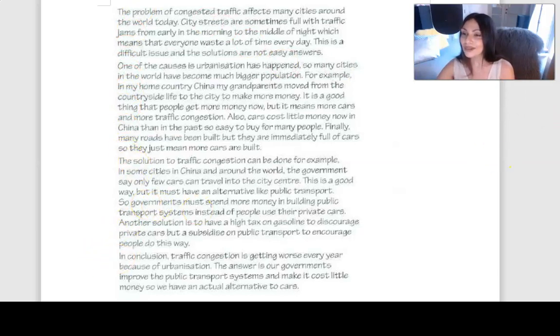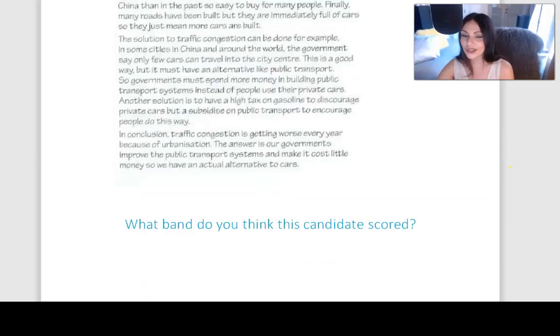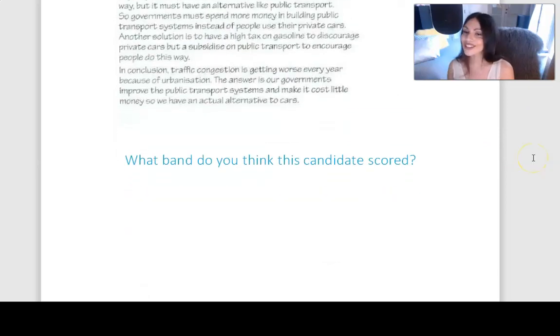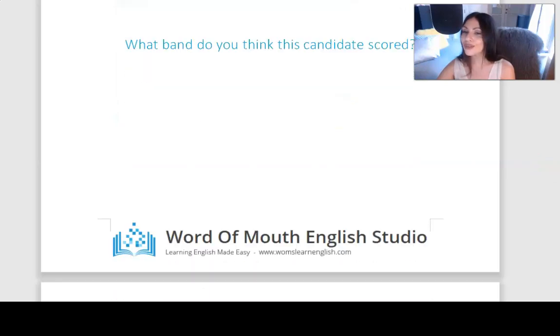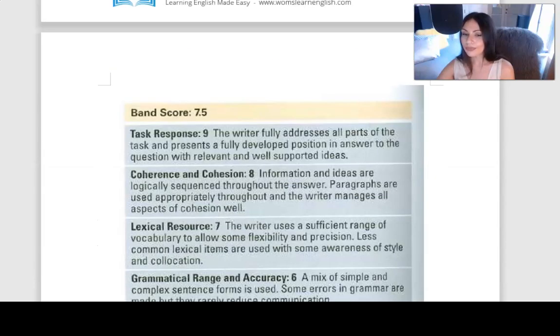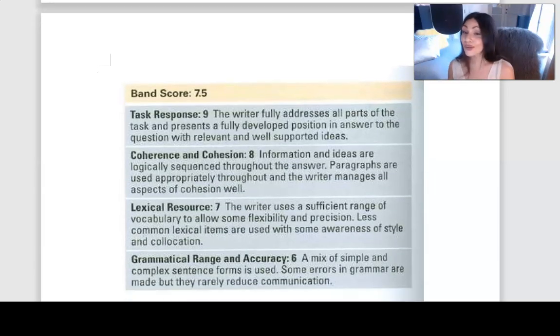Right, so now let's move on to another question I'd like to ask. What band do you think this candidate scored today? If you had to give a fair score, a fair band, what would that band be? Think about it. Think about why you would have given this candidate that score. Now let's look at the actual score. The candidate scored a band 7.5 in total for this writing essay.